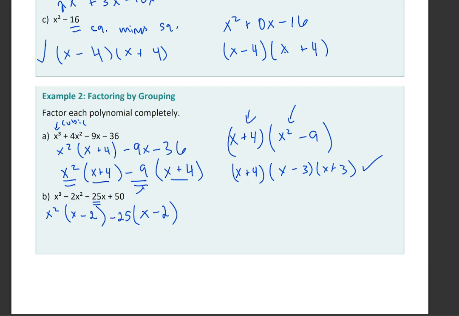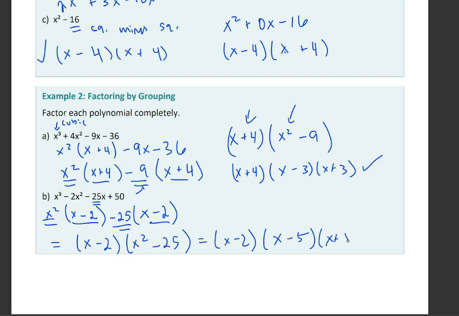Well, now you can see my x minus 2 appeared twice, and so I just pull that to the front, and I'm left with an x squared and a minus 25. Now I factor one more time, and I get x minus 2, and I use my square minus the square rule, x minus 5, x plus 5. All right, and that is now fully factored. All terms are split up.